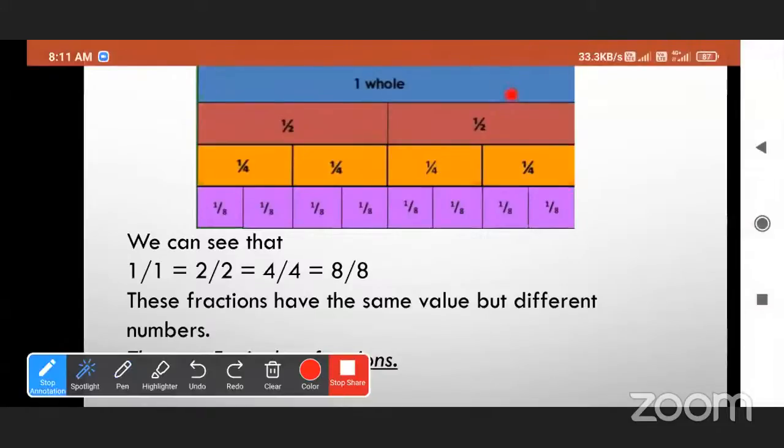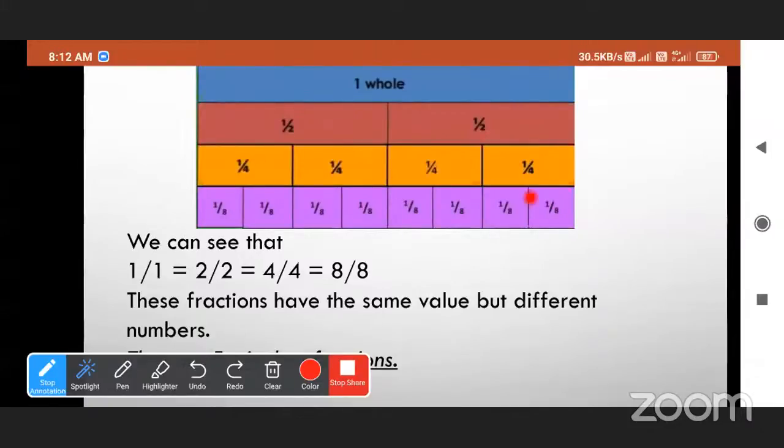See here, this is one whole, the whole part. Now see the second one. Two parts: 1 upon 2, 1 upon 2, because the whole part is converted into halves. Now see the third one. How many total parts? 4 parts. So it is a quarter: 1 upon 4, 1 upon 4, 1 upon 4, and 1 upon 4.